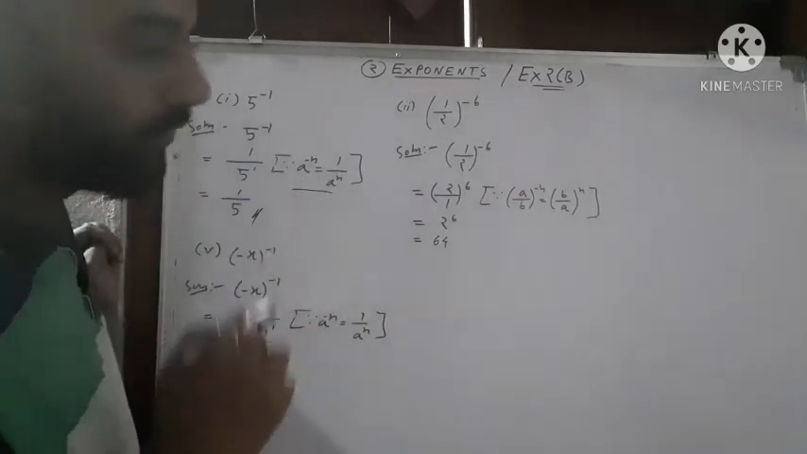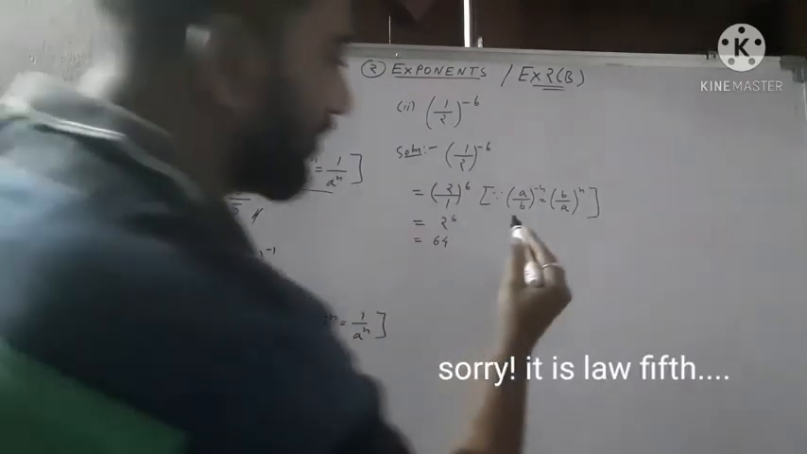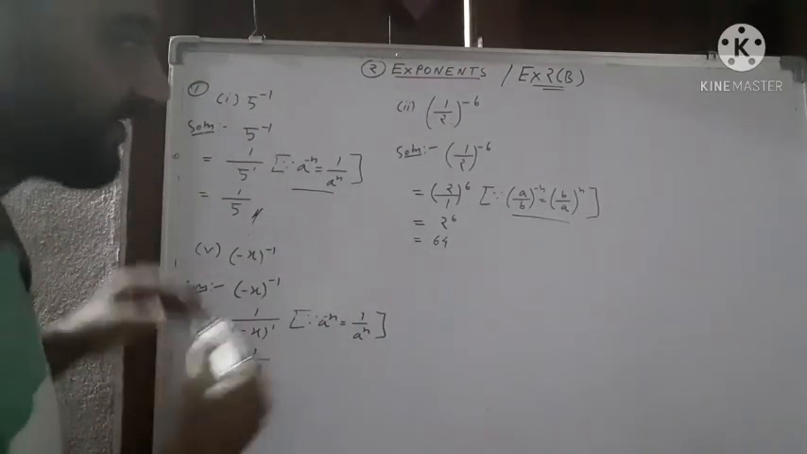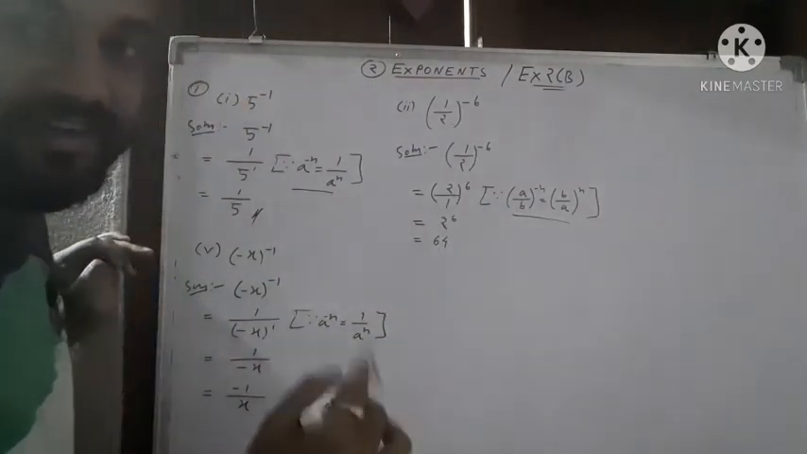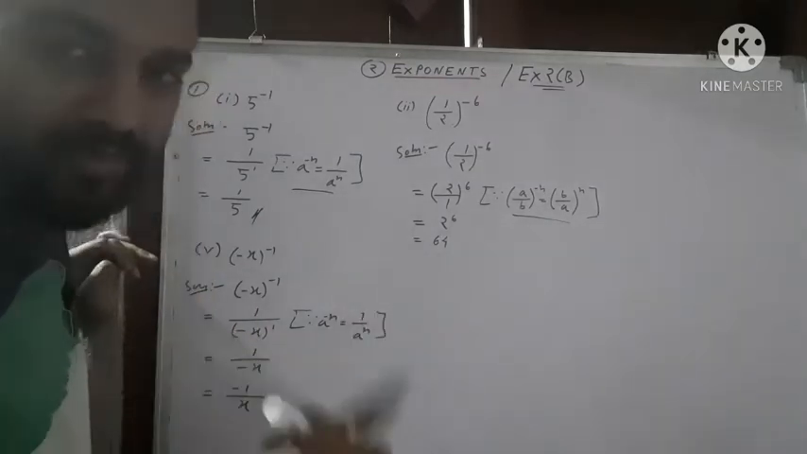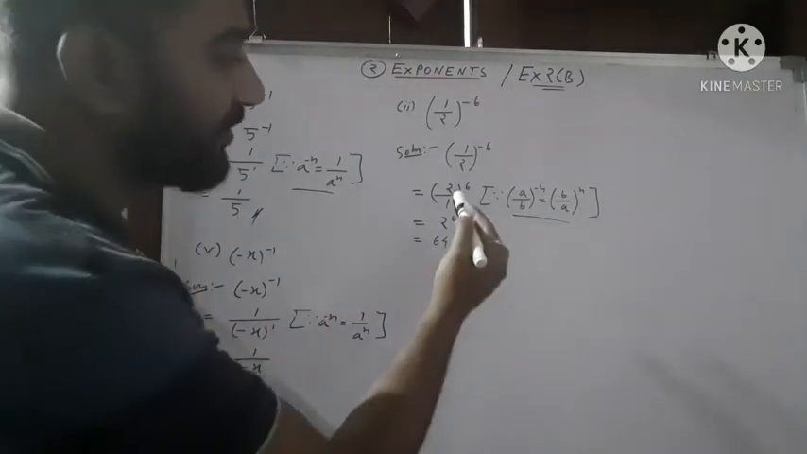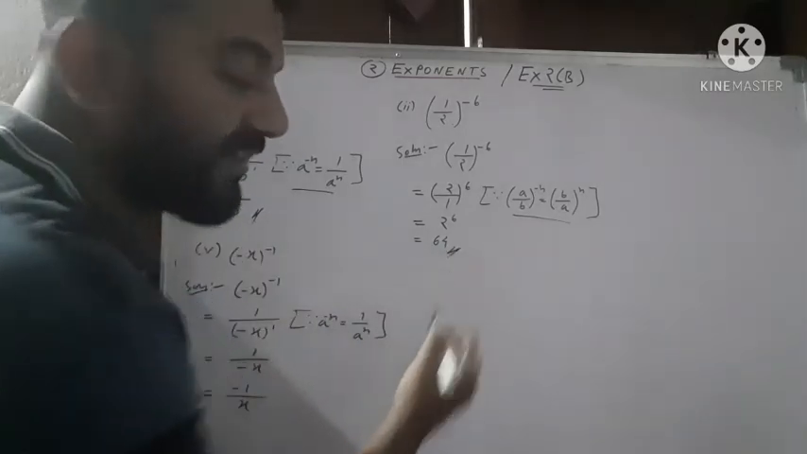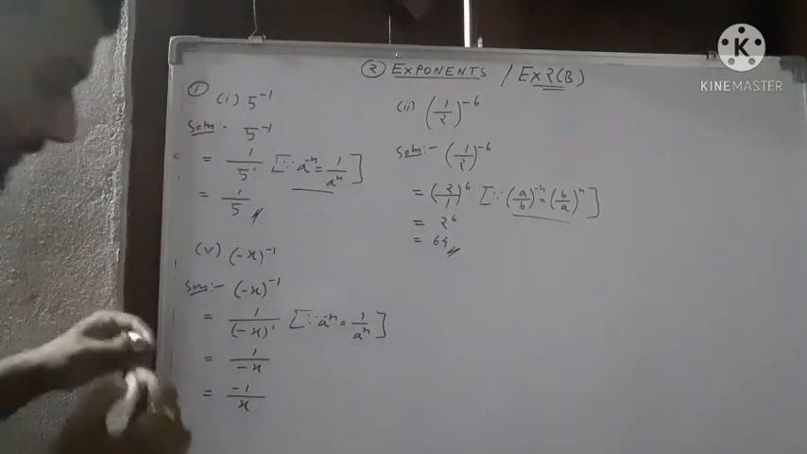That is the law fourth. We have also mentioned the law. So this is the law fourth. So in this case, 1 to the power 6 is 1, so no need to mention that. We will just write 2 to the power 6, and 2 to the power 6 is equal to 64. So this is the answer.